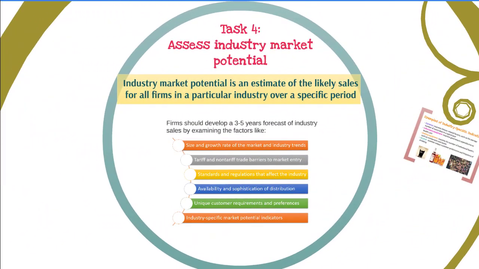Task 4 is to assess industry market potential. So after you finish selecting the target markets, now we get down into the industry level. What is industry market potential? It is basically estimates of likely sales for all firms in a particular industry over a specific period.